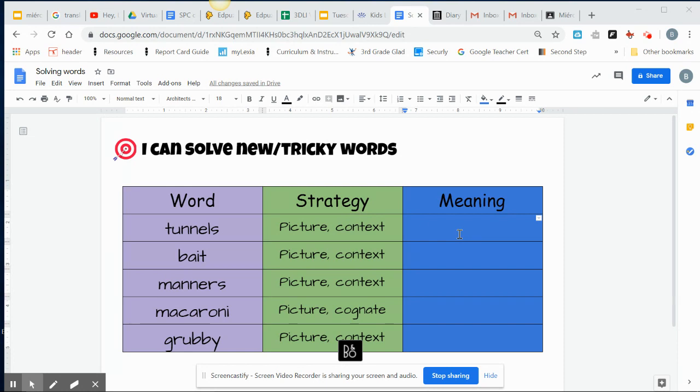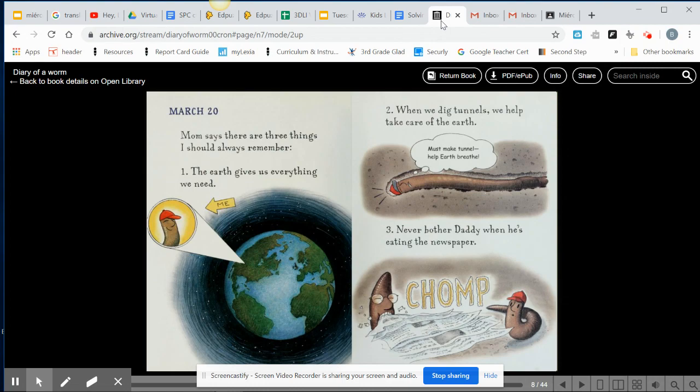Let's look for our first word, tunnels. And remember, we're going to want to use the picture and the context. And context is just the words on the page. So let's look for where it says tunnels. And that's on this page. It says, number 2, when we dig tunnels, we help take care of the earth. Must make tunnel, help earth breathe.